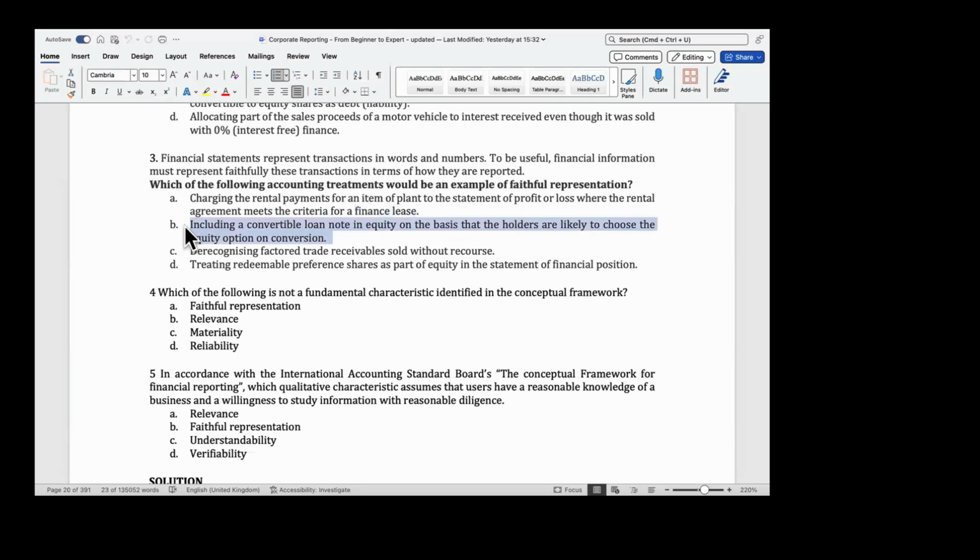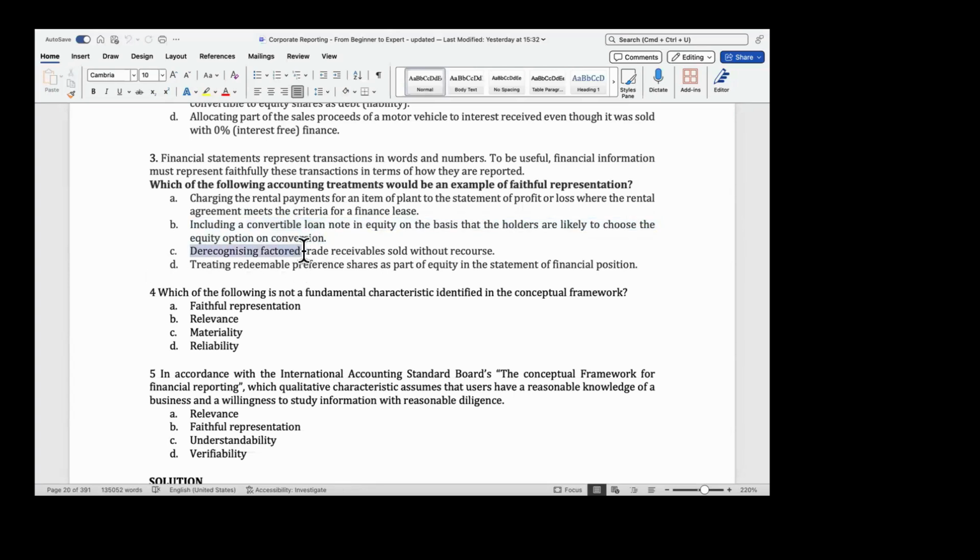This is similar to the one I explained in question 2. When you have a convertible loan, IFRS 9 requires that such a loan must be separated, must be bifurcated into equity and debt. So you cannot assume that the loan note holder will choose the equity option. You don't even know which option the loan holder would actually take. So convertible loans are recognized both as equity and debt, not just as equity. You are now assuming that the holder will convert it to equity. So this is also not right. This is not faithful representation.